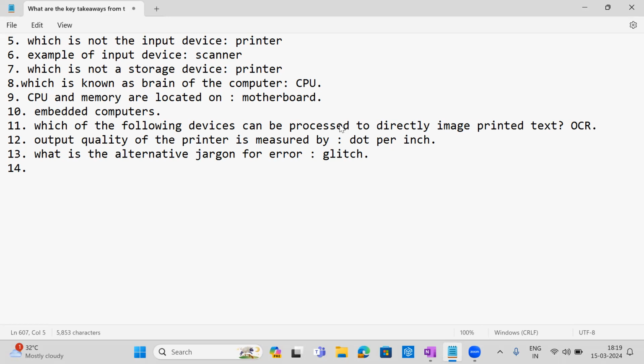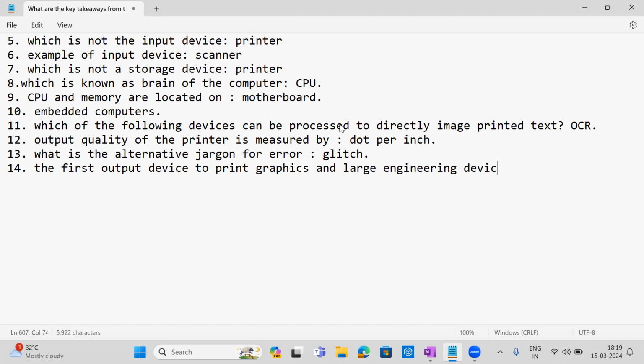The first output device to print graphics and large engineering drawings. It is plotter.